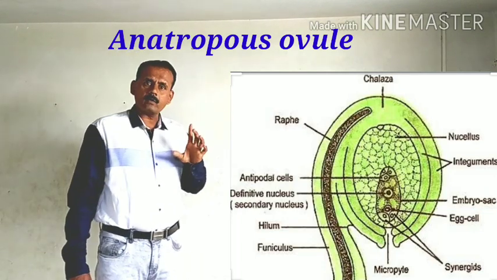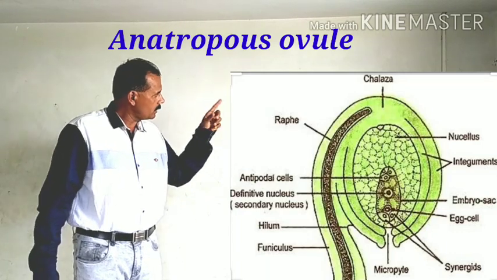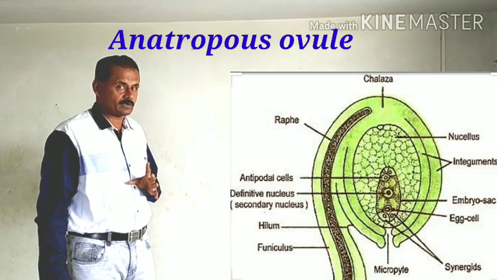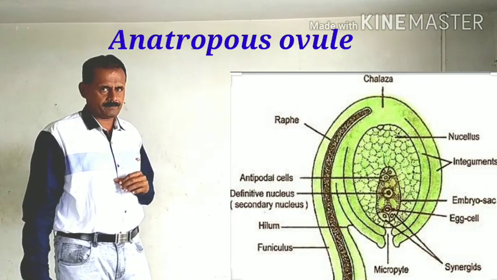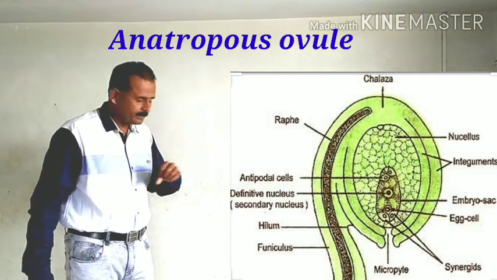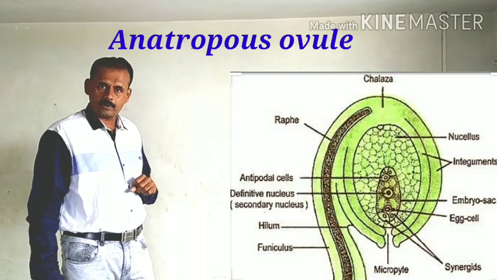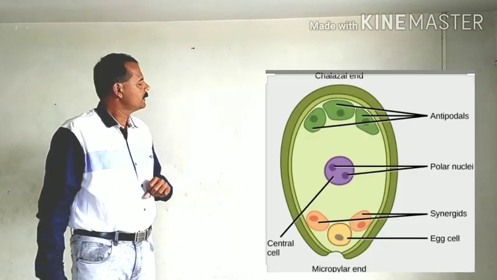The end of the ovule, from where the integuments originate, is called the chalaza, and that end of the ovule is called the chalazal end. The opposite end of the ovule, where the micropyle is present, is called the micropylar end of the ovule. Okay.